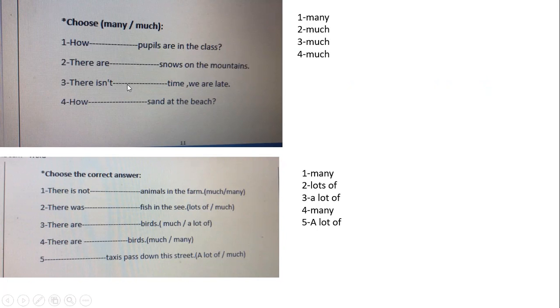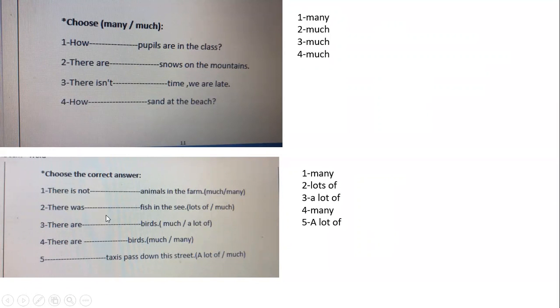Here, there isn't much time. We are late. Much, because time is an uncountable noun. Here, have much sand at the beach, with much. Here, choose the correct answer. There are not many animals. Teacher, we have a print mistake, not is, but are, because the noun here is plural. So, there are. Okay, change is here to are. There are not many animals on the farm because animal is a countable noun.